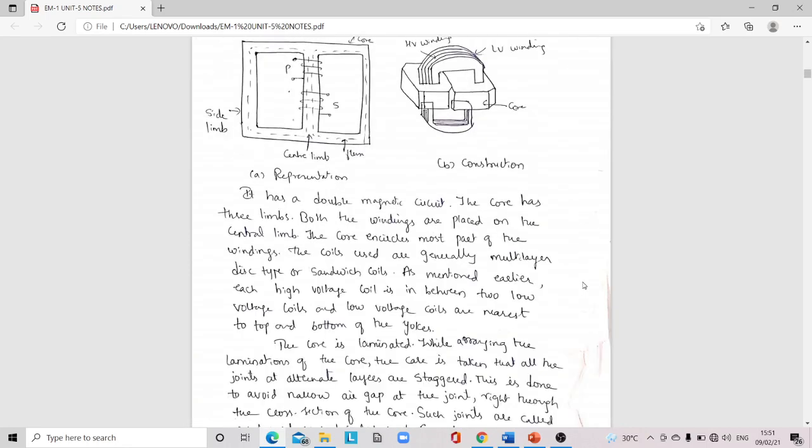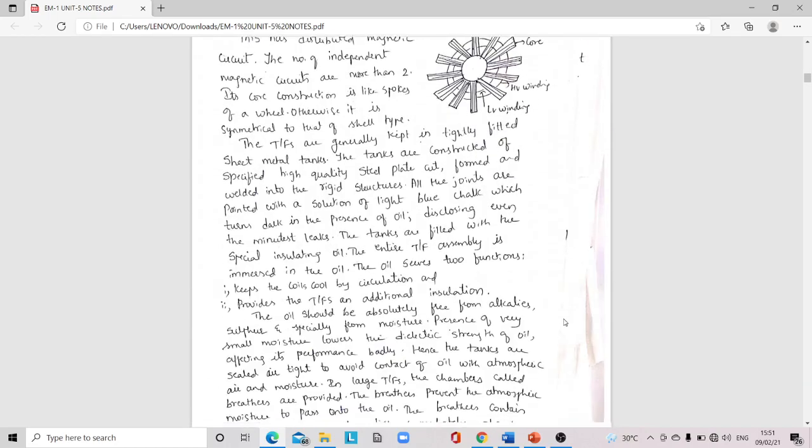And this is a shell type transformer. It has a double magnetic circuit. The core will have three limbs, and both the windings will be placed on the central limb. So the core will encircle most part of the windings. Coils used are generally multi-layered disc type or sandwich coils.